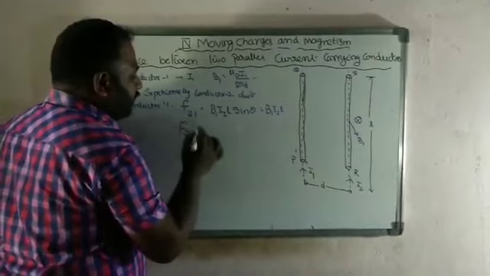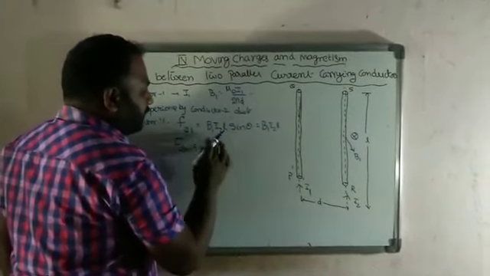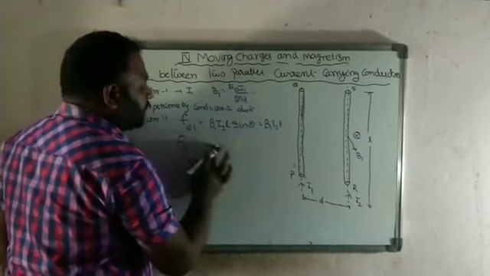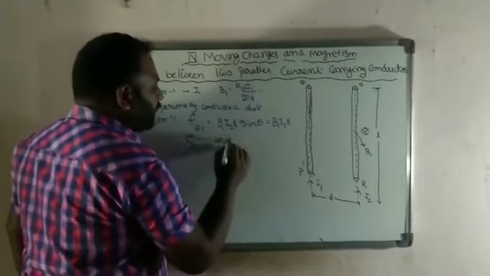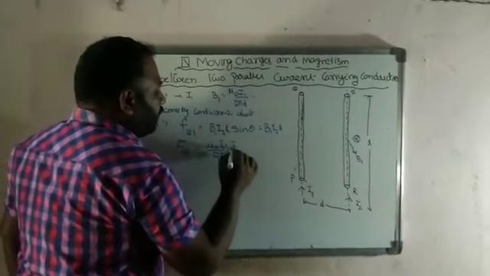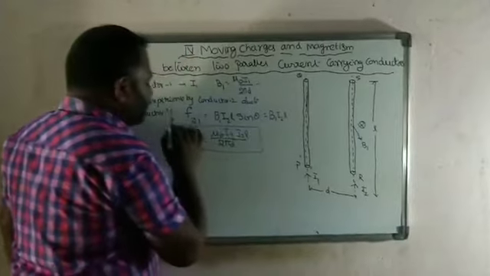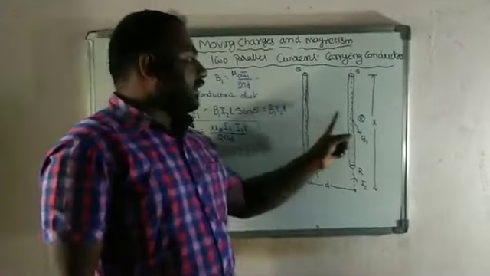F21 is equal to B1 I2 into L. What is B1? Mu naught into I1 by 2 pi d into I2 into L. So this is the magnetic force acting on conductor 2.